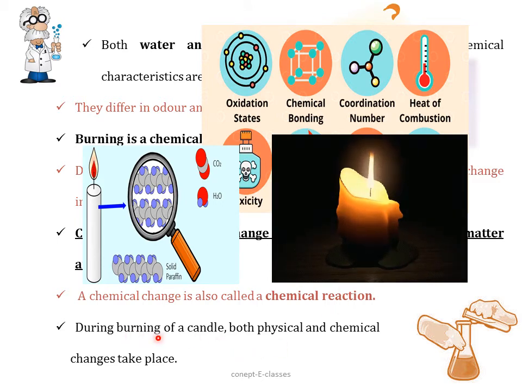Now we say that in the burning of a candle, a chemical change also takes place. How is that? When the wax near the flame burns, it reacts with the oxygen in the air to form carbon dioxide. This carbon dioxide cannot be converted back to wax, and a new substance, carbon dioxide, is formed here. So a chemical change also took place here.